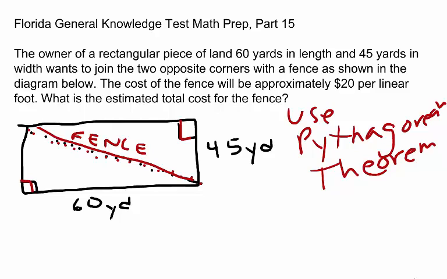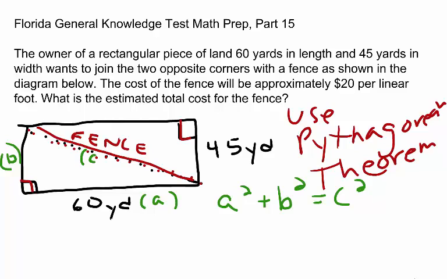The Pythagorean theorem states that a squared plus b squared is equal to c squared, where a is the length of one of the sides, b is the length of another side, and c is always the length of the side opposite the right angle. In other words, the hypotenuse.